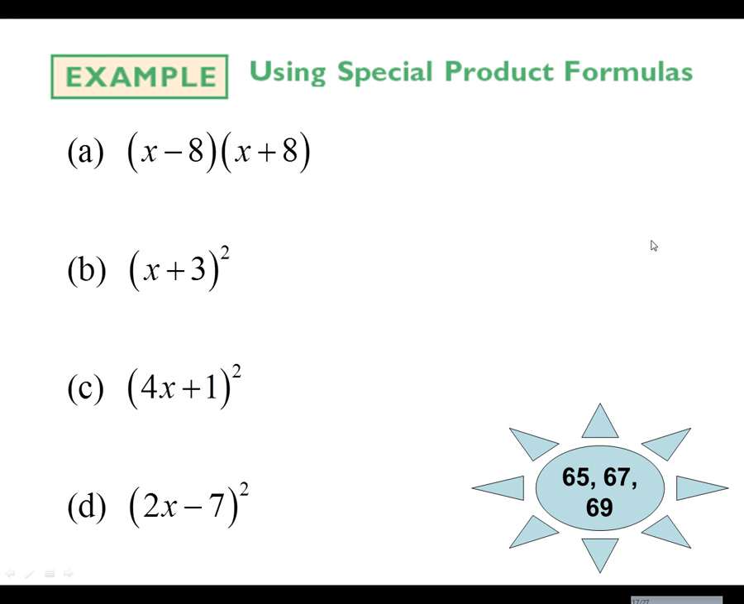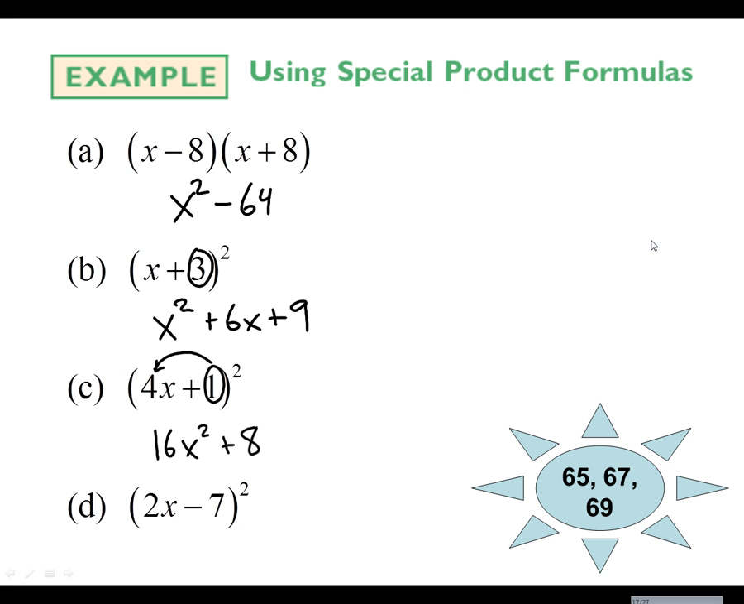All right, so using our special formulas now, we can go straight to answers on these. This is going to be x squared minus 64. No middle terms, because it's an x minus a and x plus a. Here we're going to say x squared. What's 3 doubled? 6x, and then squared, and get 9. All right, 16x, be careful with this one. It's not doubled of the 1. It's 1 times 4 is 4. Double that. So 8x, and then plus 1.